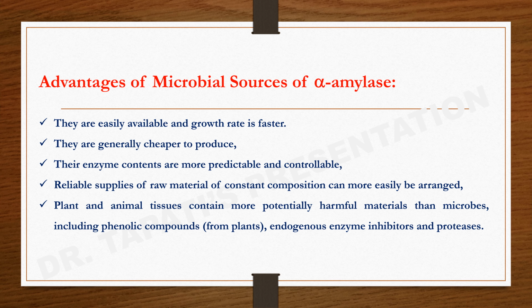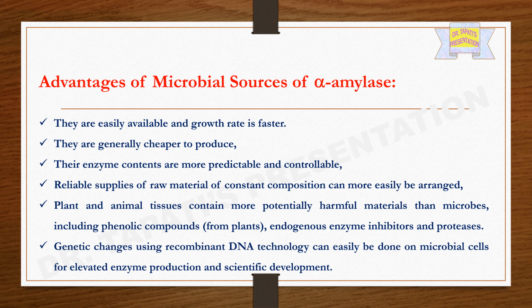Plant and animal tissues contain more potentially harmful materials than microbes, including phenolic compounds, endogenous enzyme inhibitors, and proteases. Genetic changes using recombinant DNA technology can easily be done on microbial cells for elevated enzyme production and scientific development. So these are the different advantages available from the microbial sources. So industrially, microbial sources are used for the alpha-amylase production.